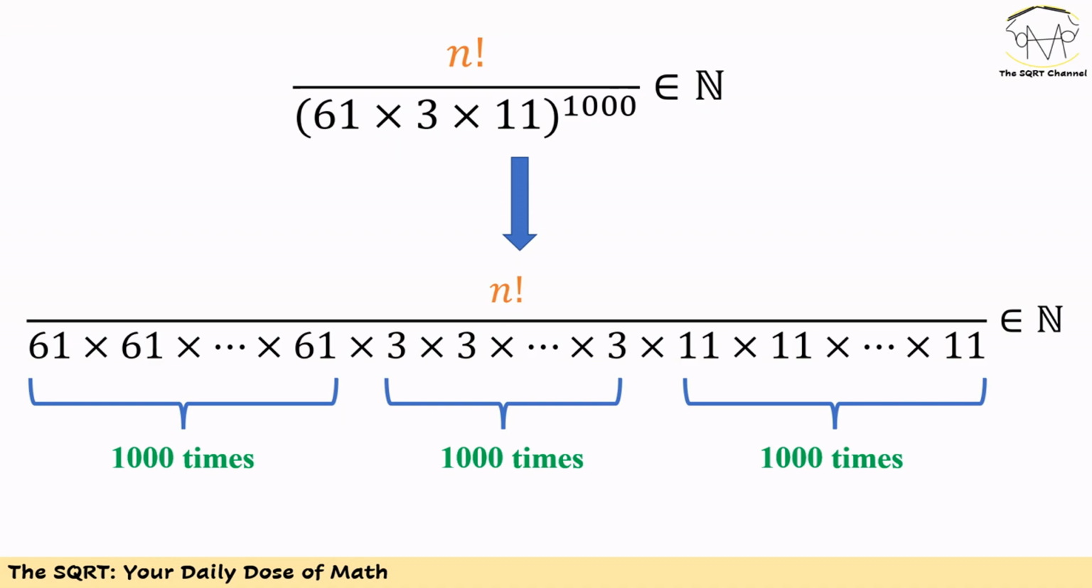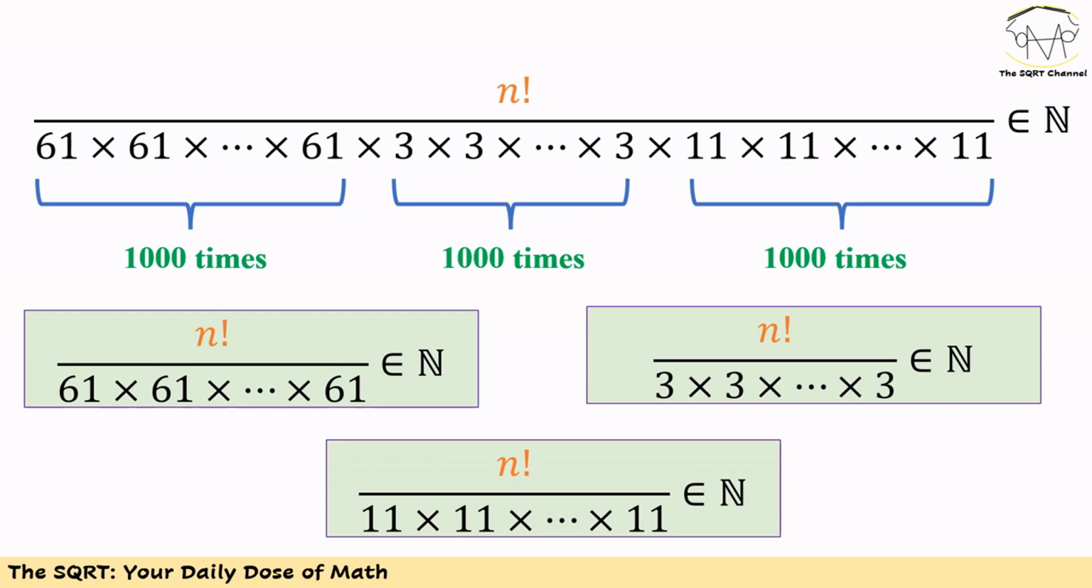Since 61 is greater than 3 and also greater than 11 and is a prime number, if n factorial over 61 to the power of 1000 is an integer, then n factorial is going to have 3 to the power of 1000 as well, and it's going to have 11 to the power of 1000 as well. With that, we know that we just need to find a value for n such that n factorial over 61 to the power of 1000 will be an integer.